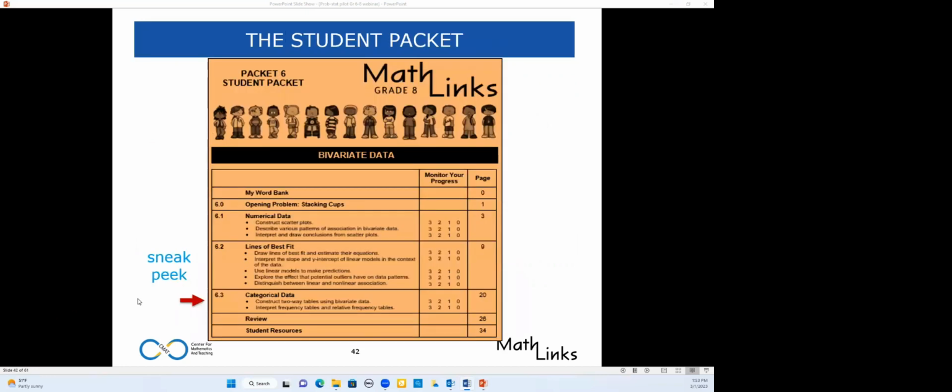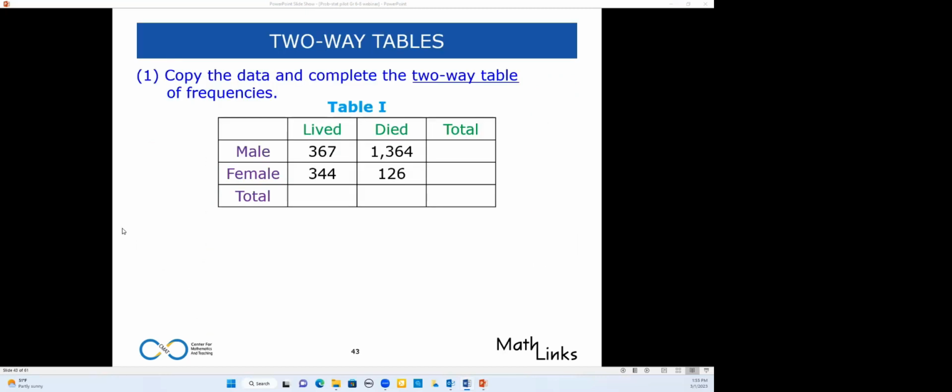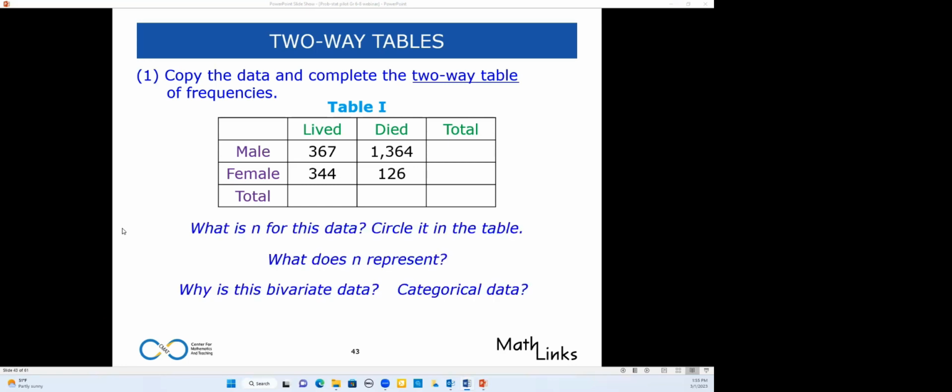And before leaving this packet, let's take a very quick sneak peek at the last lesson on categorical data. Here's a two-way table. So there's a new representation and new vocabulary to learn. As you're watching, what do you think this data might be about? To find out, you'll have to look at the lesson yourself.